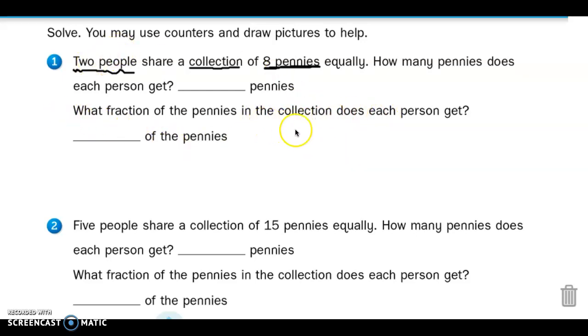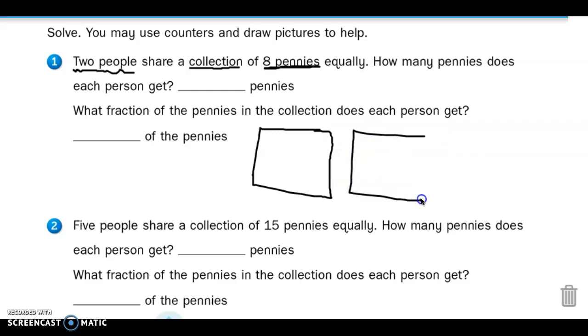Well, let's see. I'm going to draw my box for 2 people. So here's one person and here's person number 2, and I need to divide 8 pennies. So 1, 2, 3, 4, 5, 6, 7, 8. I divided them equally. I could have also just taken 8 and cut it in half, and I would have 1, 2, 3, 4, and 1, 2, 3, 4. Awesome. So how many pennies does each person get? Well, my tally stands for pennies, so they each get 4 pennies. Person 1 gets 4 pennies, and person 2 gets 4 pennies.